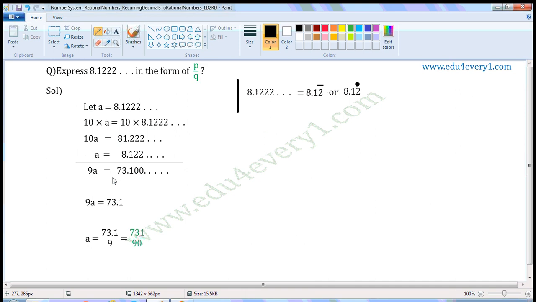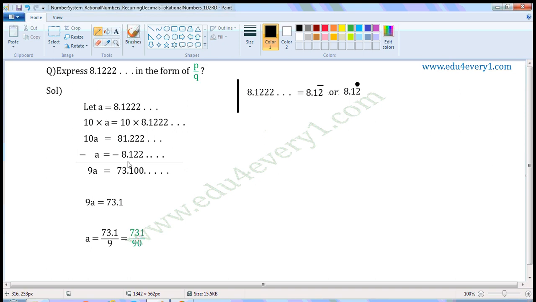Write 9A here is equal to, we have to subtract this from this. Ignore the decimal point and subtract. 2 minus 2 is 0, write 0 here. 2 minus 2 is 0, write 0 here. 2 minus 1 is 1, write 1 here. Now we have to subtract 8 from 1. 1 is less than 8, so get 1 borrow from the neighboring digit. When 1 is borrowed, this becomes 11, and 8 gets reduced by 1 and this becomes 7. 11 minus 8 is 3, write 3 here. When 1 is borrowed, this becomes 7. There is no digit here to subtract, so write 7 here.